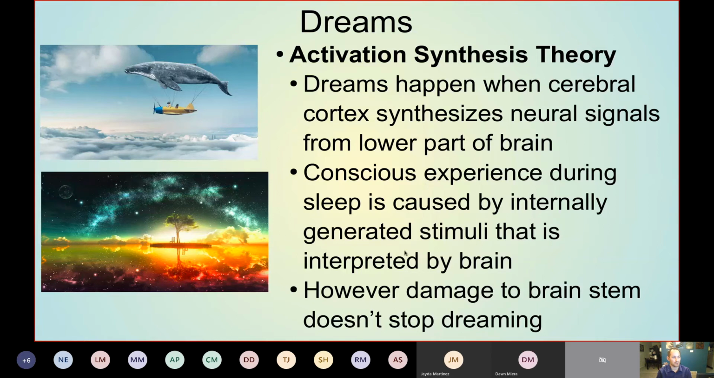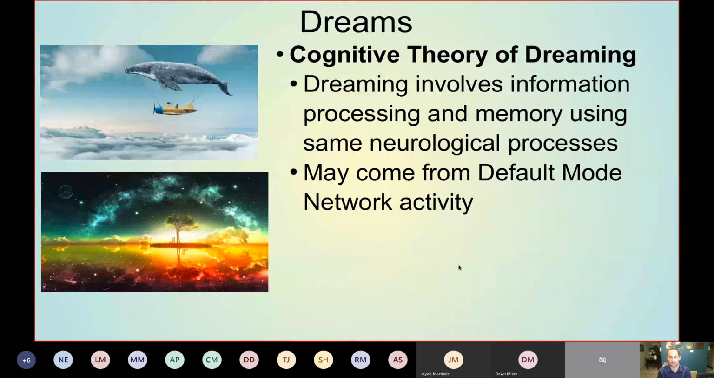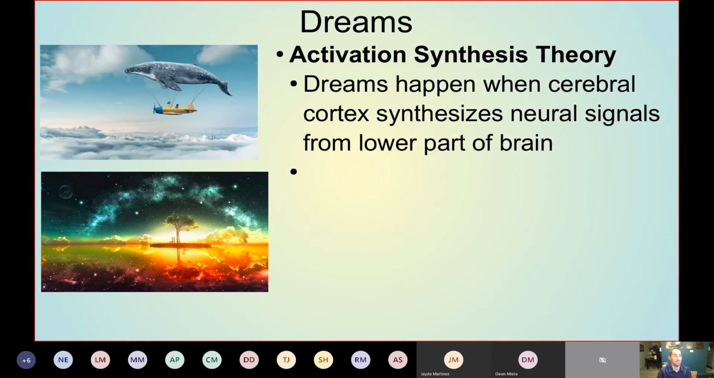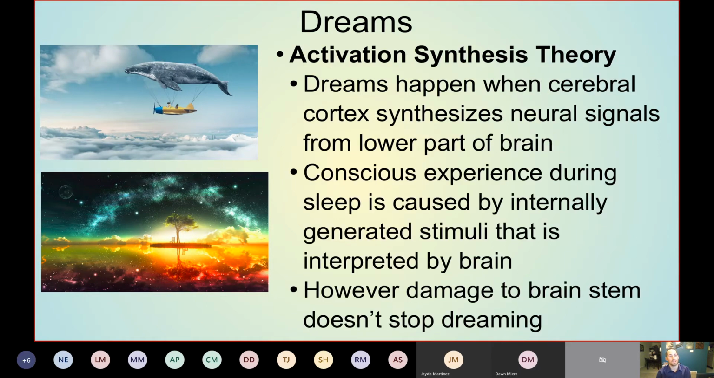So yeah, with dreams, we've got that activation synthesis theory as well as the cognitive theory of dreaming. Each of them are a lot about how your brain processes information neurologically, how the neurons work. So cognitive theory is more about the default mode network, processing things, just your brain's natural processes becoming a dream, versus activation synthesis, where those natural processes are also primed by outside inputs.